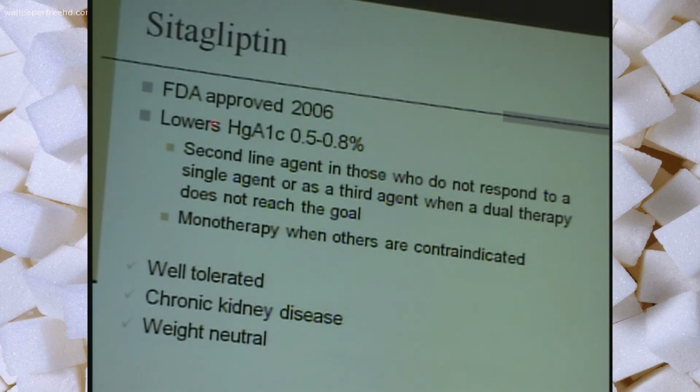Sitagliptin has been FDA approved since 2006 for adjuvant therapy when patients have failed 2 or 3 agents. And it can be used as a monotherapy when all the other possibilities are contraindicated. The good thing is that it's well tolerated, doesn't cause any nausea, vomiting. It can be used in chronic kidney disease and is weight neutral.